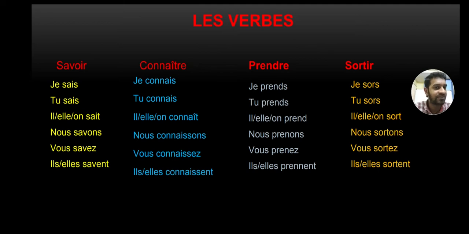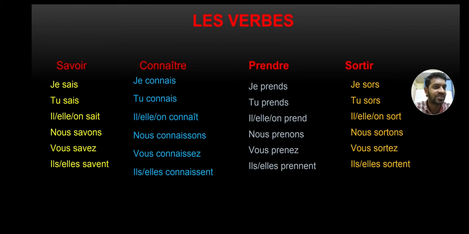Okay, so then the verb prendre, to take. Prendre is a verb we'll be using for petit déjeuner, déjeuner, goûter et dîner. Okay, prendre le dîner. We don't say manger le dîner. No, we don't say eat dinner. We say have or take dinner. Prendre: je prends, tu prends, il prend, elle prend, on prend. Nous prenons, vous prenez, ils prennent, elles prennent. Okay, so the verb prendre.